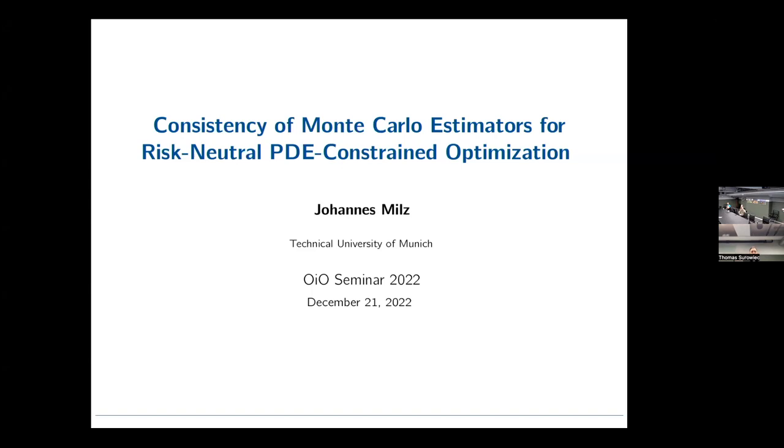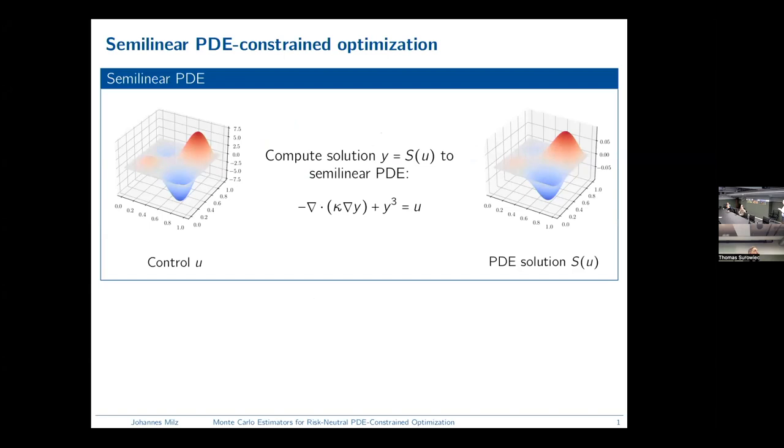So I want to give a very brief introduction to semilinear PDE constrained optimization. The starting point in semilinear PDE constrained optimization is a semilinear PDE. Given a control, our task is to compute a PDE solution, S(u), which depends on our control, and the outputs of the simulations are a PDE solution.